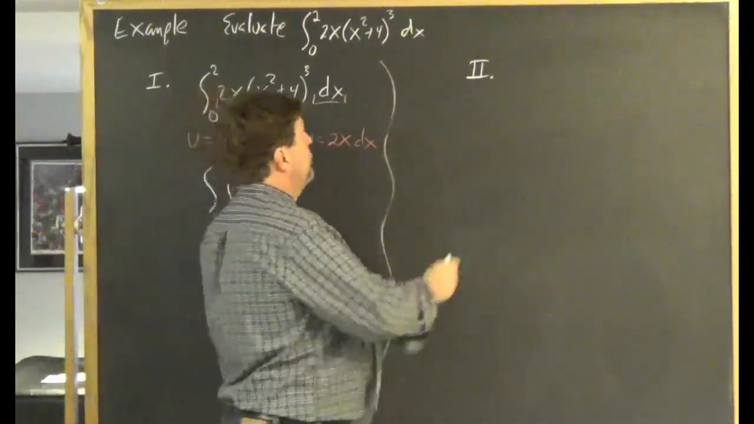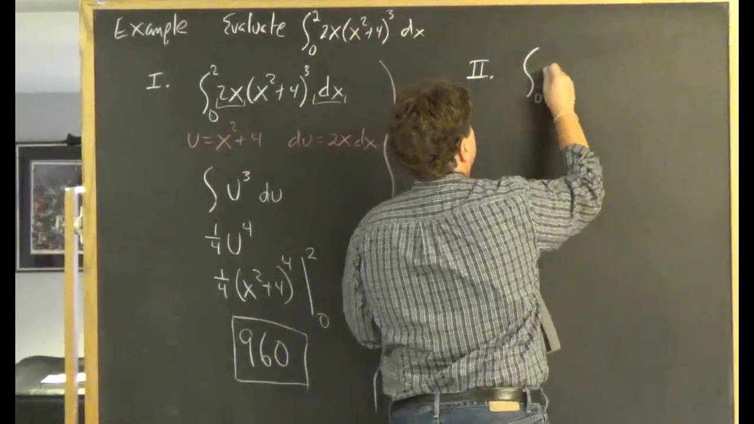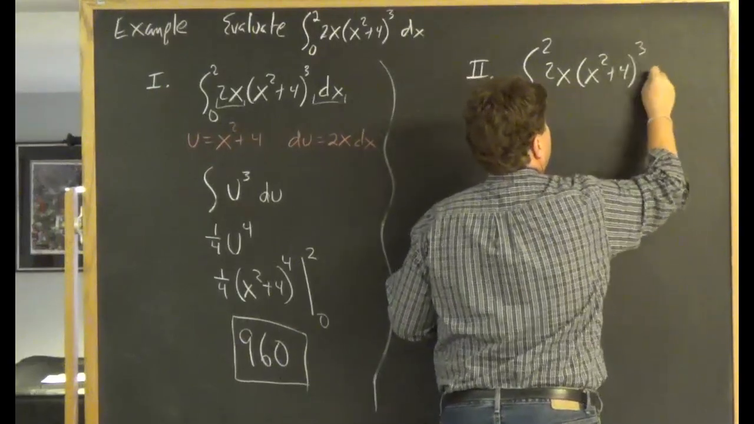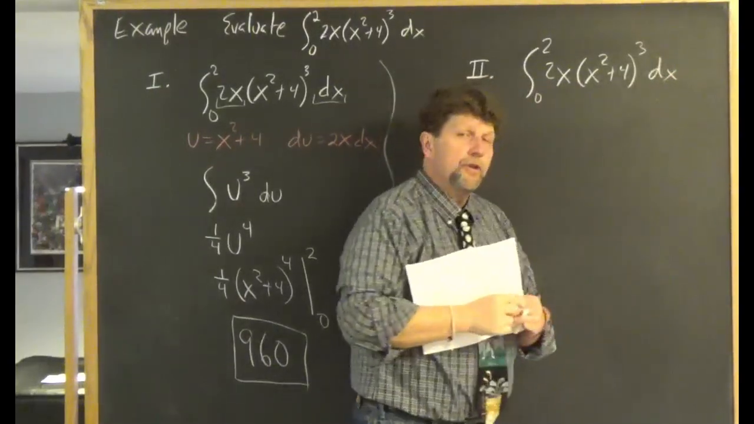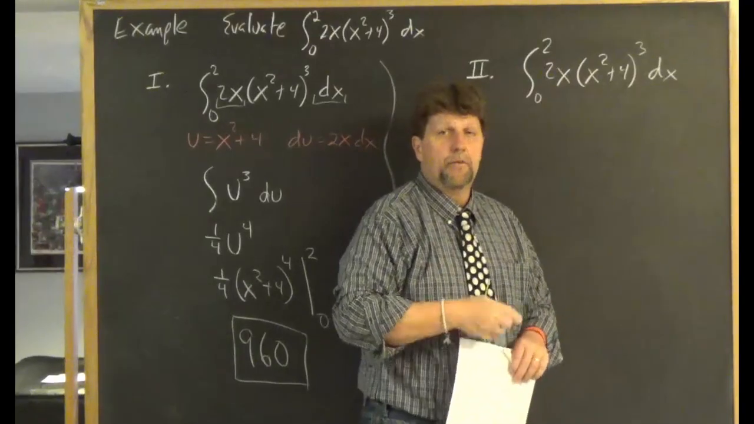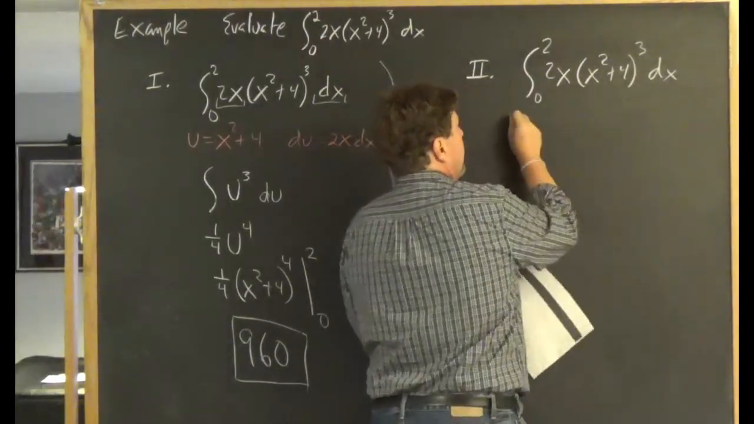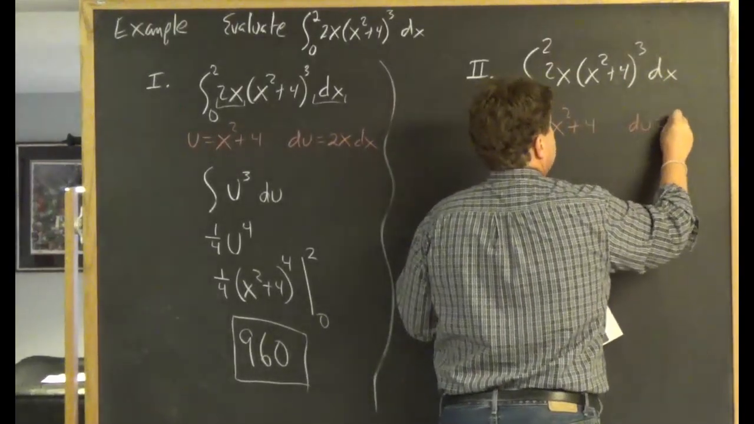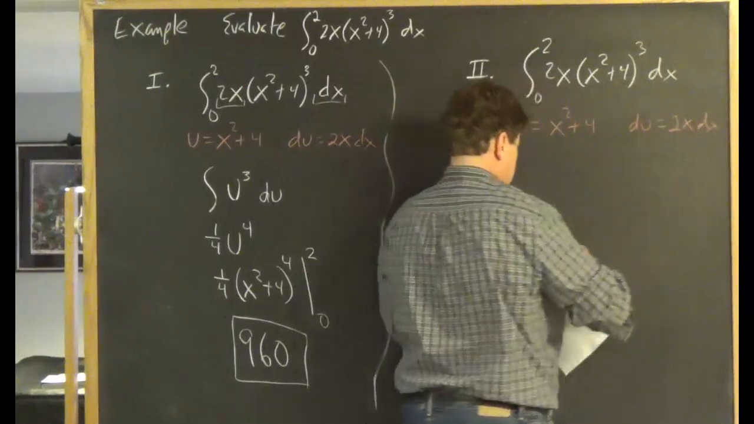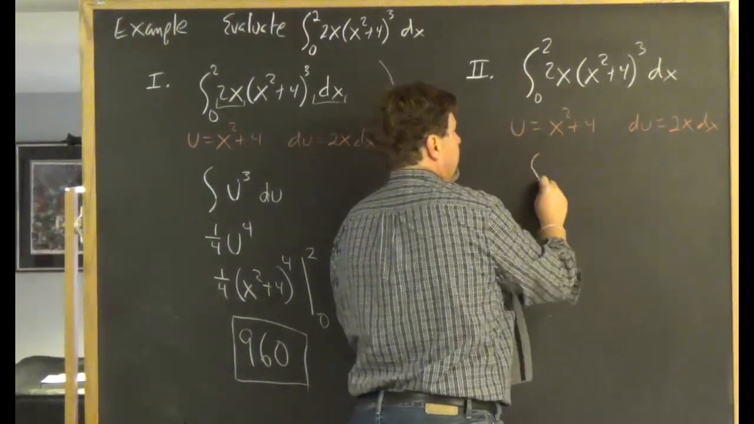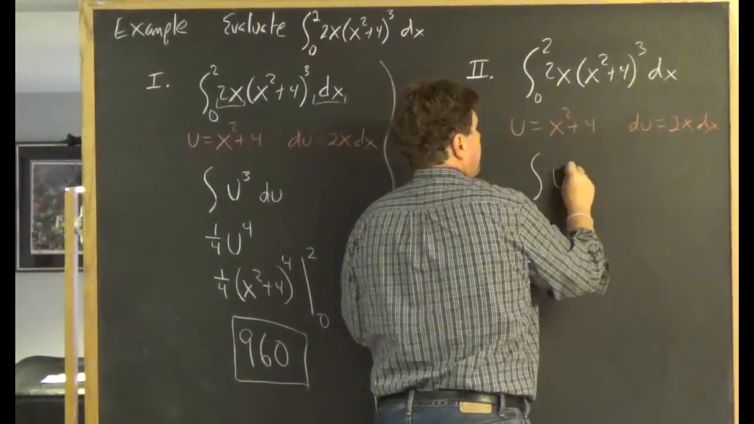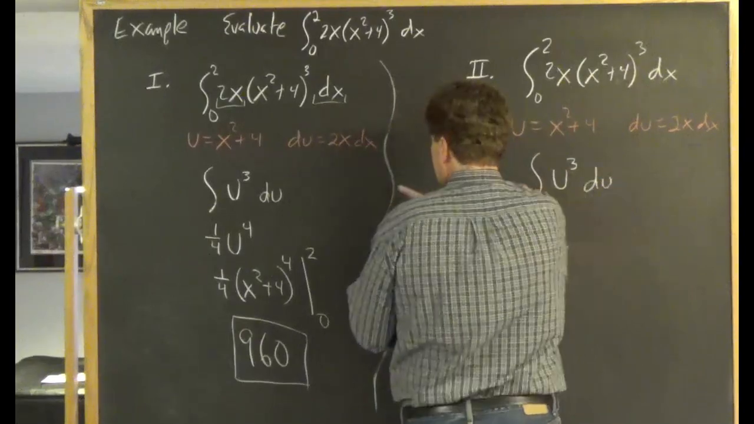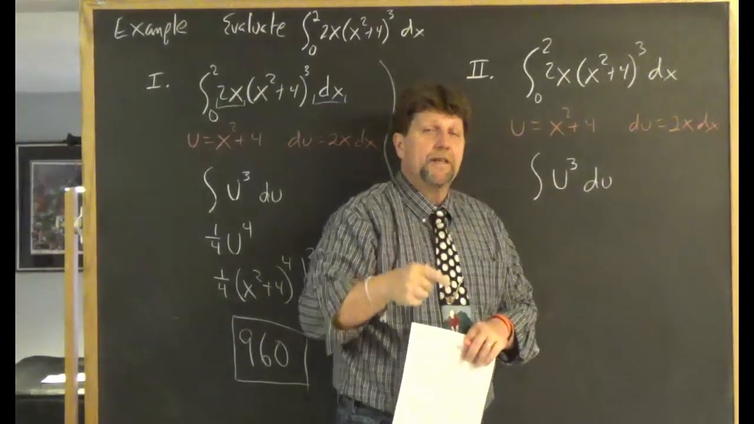All right, so route 2. Let me write down the problem again. So route 2 has the exact same starting point. We're going to do a u sub. So we let u equal x squared plus 4. du is equal to 2x dx. Substitute. So I do my u first. So I have a u cubed. 2x dx is still du. I mean, everything's looking the same, but here's where it differs.